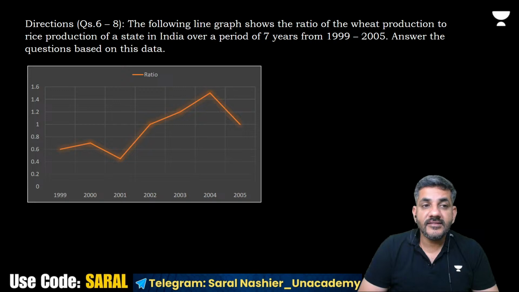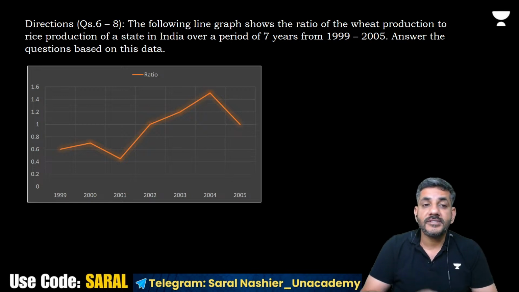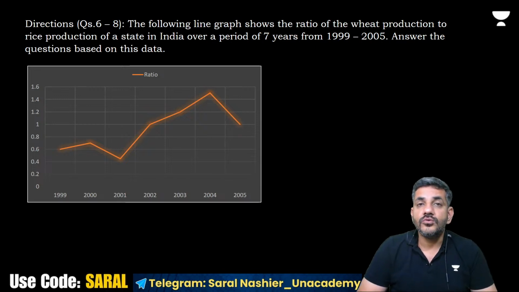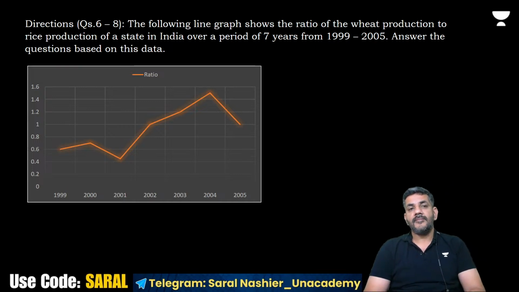I'm sure you all have seen this. The following line graph shows the ratio of the wheat production to rice production of a state in India over a period of 7 years from 1999 to 2005. Answer the questions based upon this data, right?